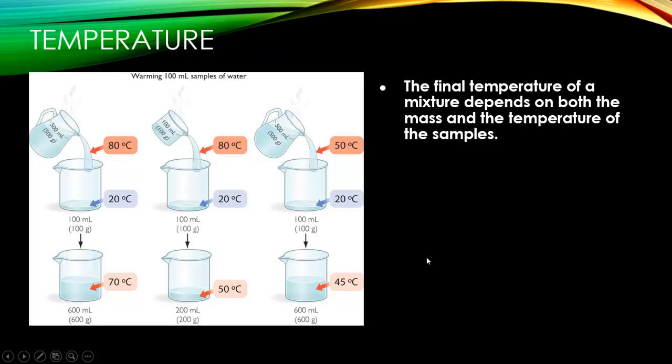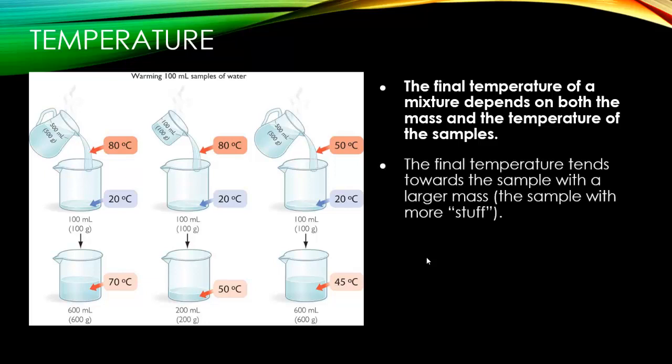The point that I want to get across to you at this point is that it's going to tend towards whichever one there's more of it, meaning the one that has more mass is going to control the temperature more. So it's going to be closer to the temperature of the one there's more of. And that, again, is because this is an average.